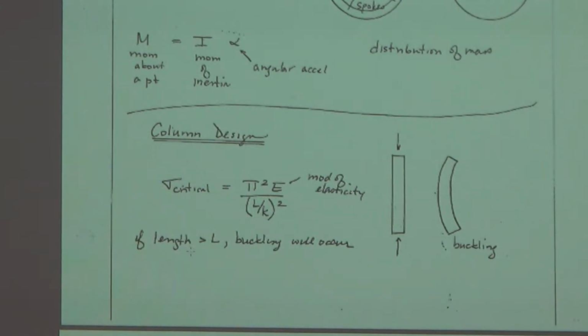So if the length of your column is longer than the L you calculated, you know that there's going to be buckling. So you have to make sure that you stay below the L you calculated. So these are uses for moment of inertia.